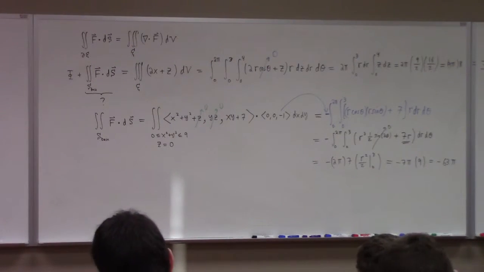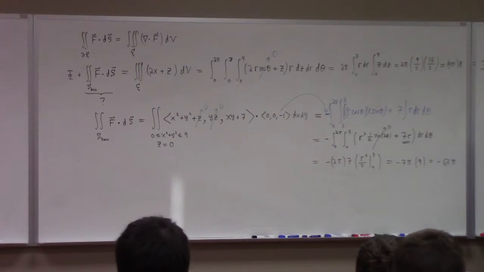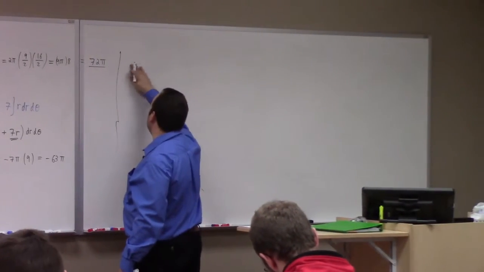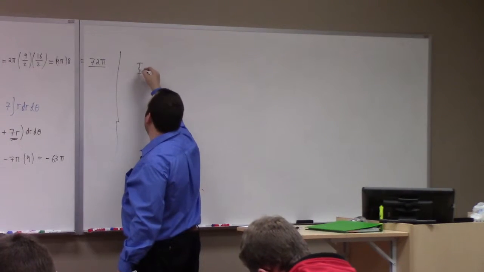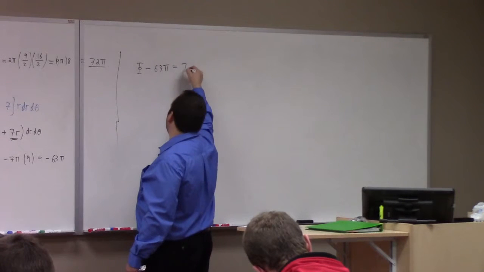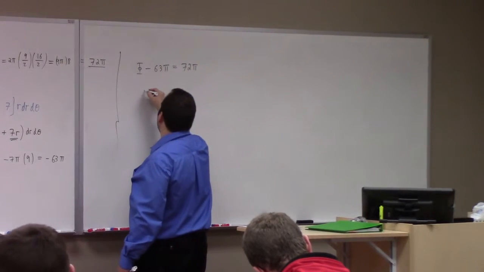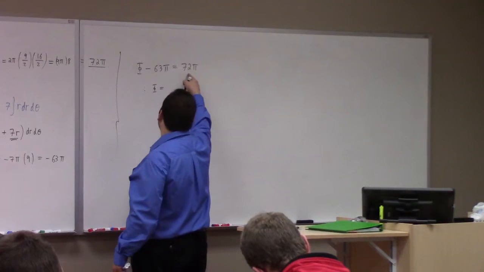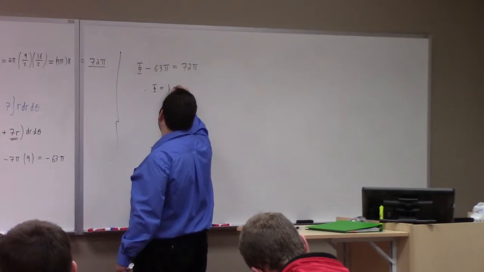So therefore, put it all together. We've got the thing we're interested in, the flux through the open cylinder, phi, minus 63 pi equals 72 pi. So therefore, the flux through the open cylinder is equal to 135 pi.